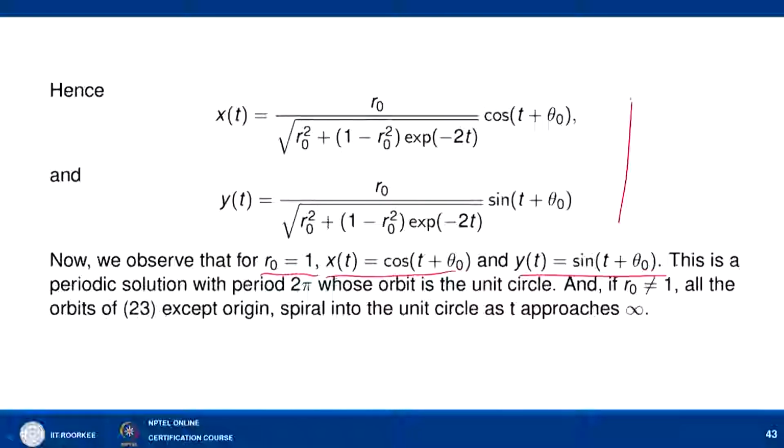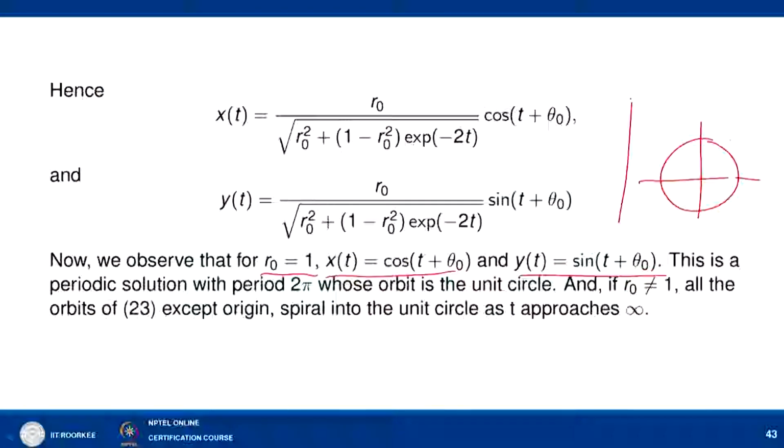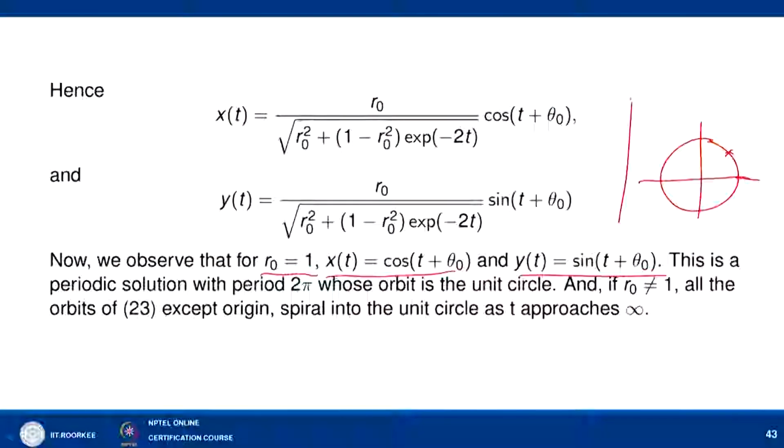So it means that if the initial point lies on the unit circle, then the solution will always lie on the circle itself. So your circle is like this. If your initial point is somewhere here, then the future point also remains here, because x square plus y square we can always get as 1 here.